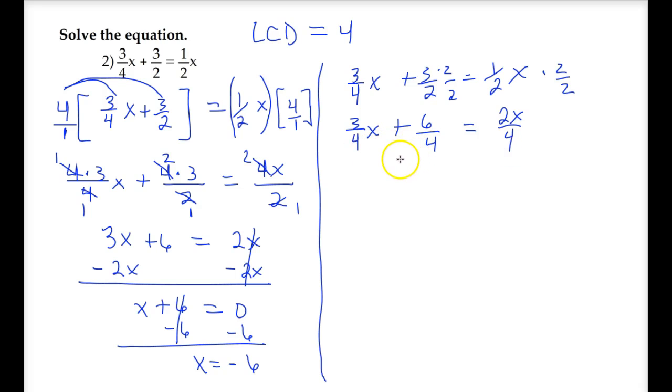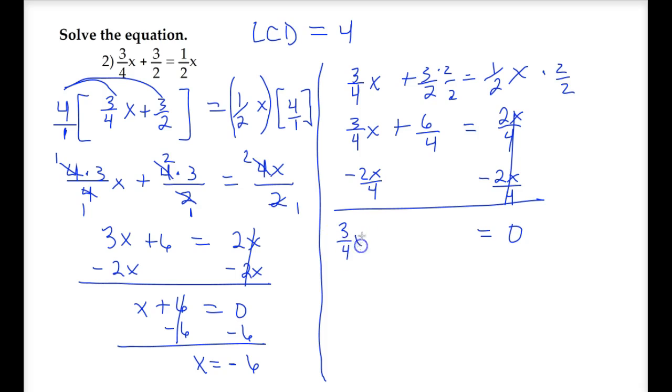And so from that point, of course, we still want to do the same thing as we did right here, by getting everything with x on one side, everything else on the other. So we will subtract both sides by 2/4 x, or 2x divided by 4, however you want to look at it. That cancels to 0. And here we have 3/4 x minus 2/4 x plus 6 over 4. And so from here, 3/4 x minus 2/4 x is just 1/4 x.